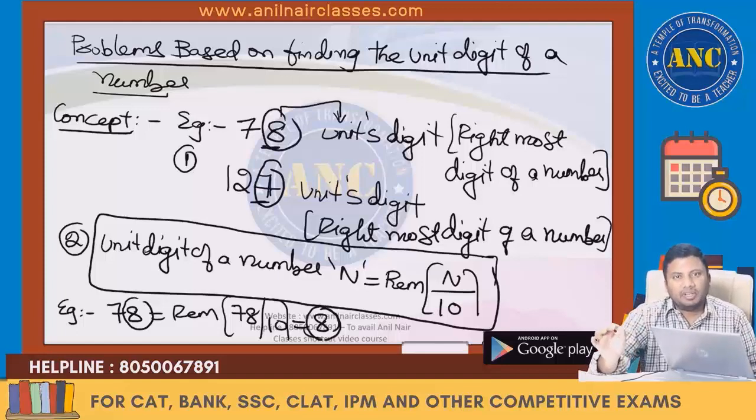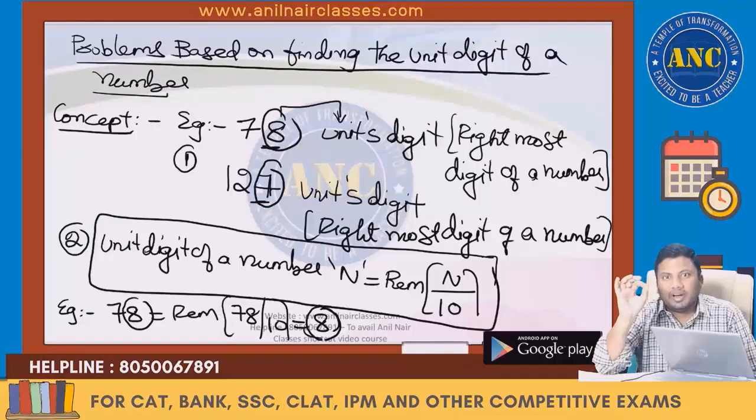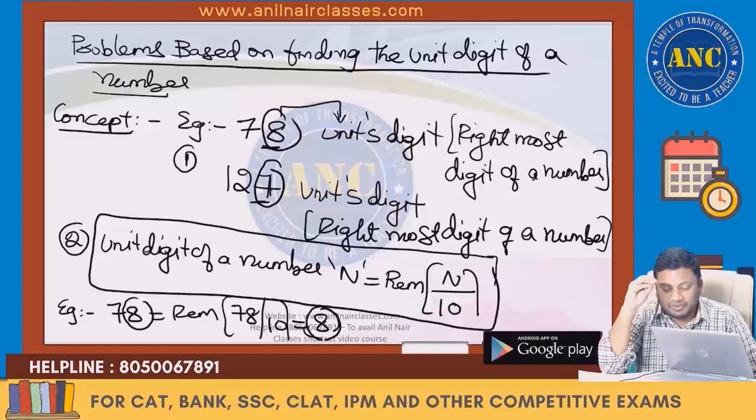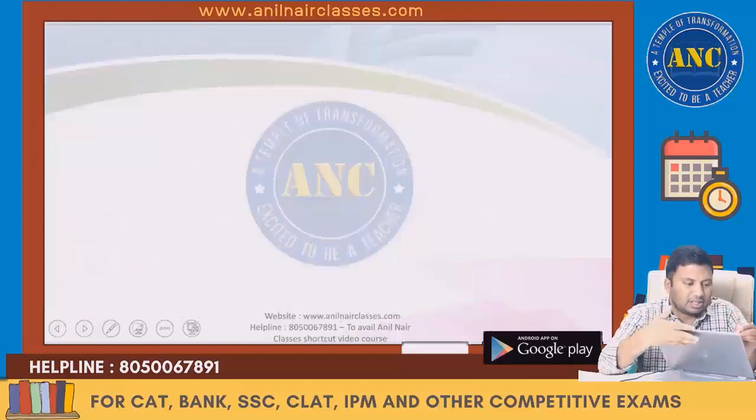First key point, the unit digit of any number. To get the unit digit of any number, divide the number by 10. Whatever remainder you get is itself the unit digit of the number. Second key point. Please write down. I hope it is clear. Now, third key point.